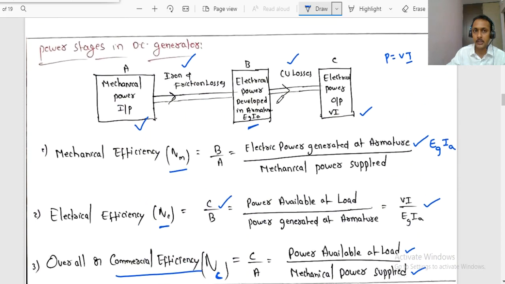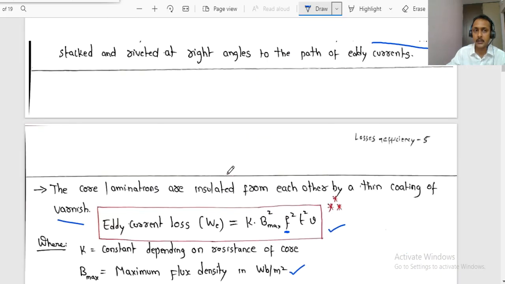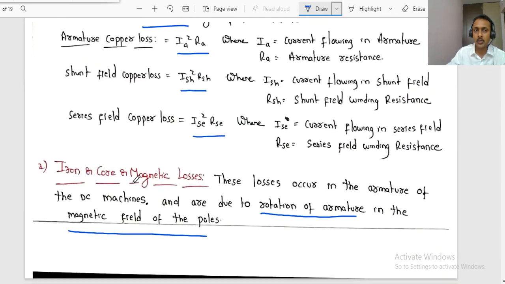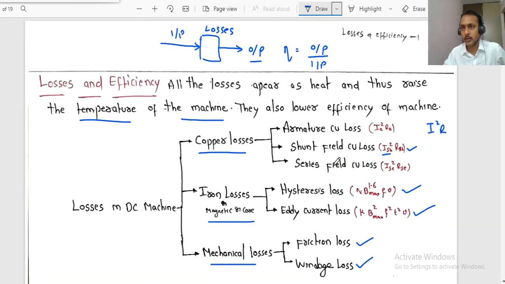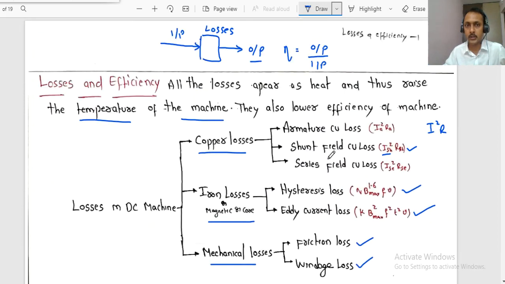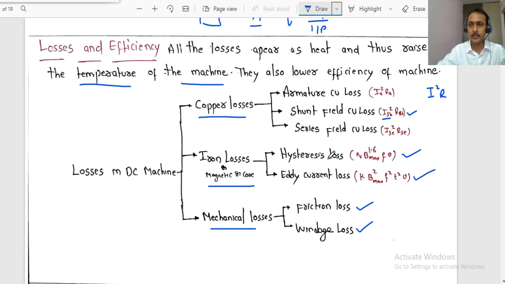Power stages, mechanical loss, stray losses, eddy current losses, hysteresis losses, core losses. For 2 marks also it will be a very helpful topic, right? Please prepare this topic well. For these 2 marks questions, or for essays and problems also, these topics are important. Clear? Thank you.